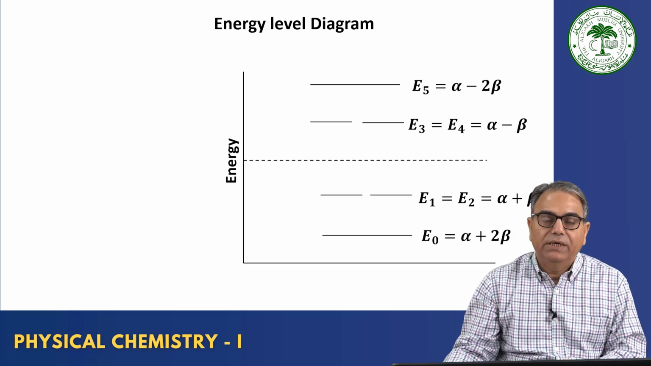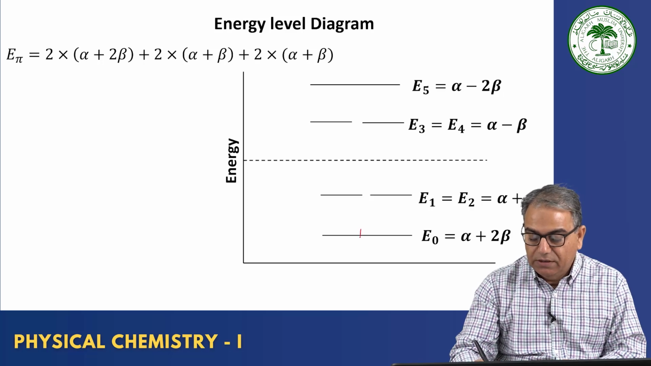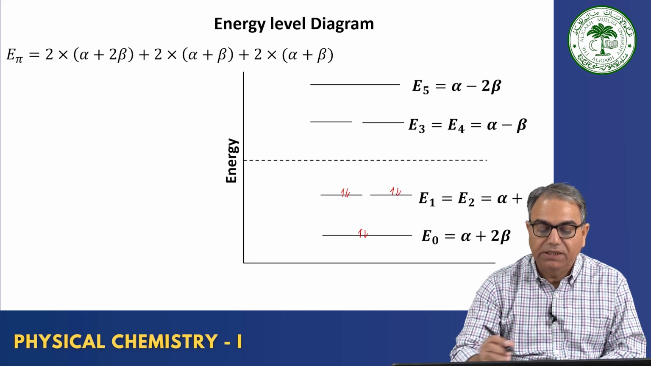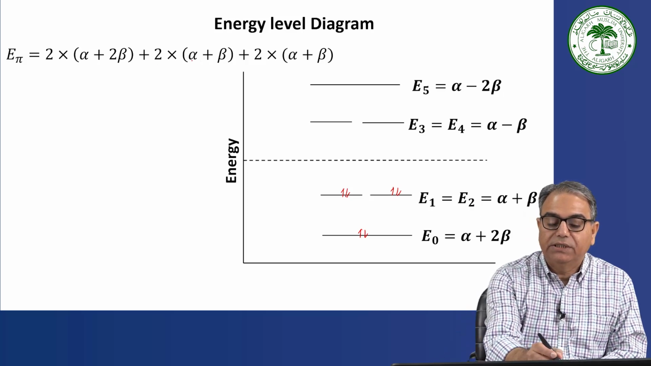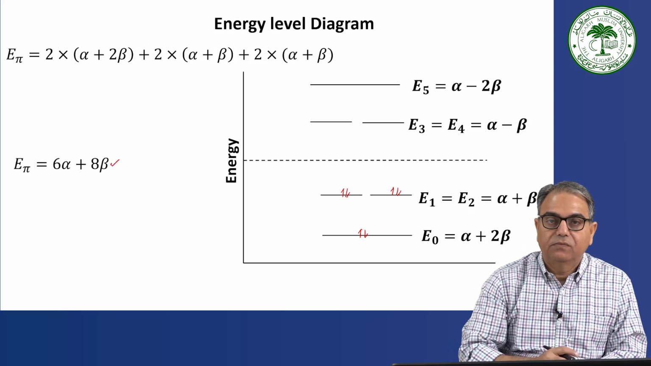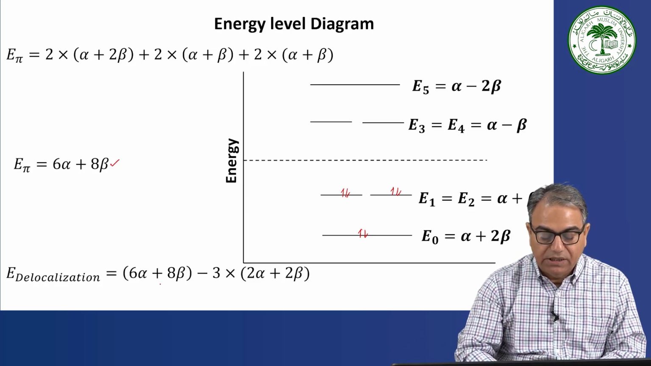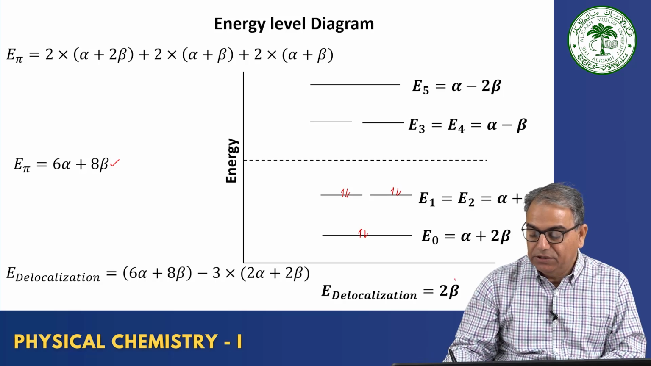If you calculate the pi energy, you have 6 pi electrons in the benzene ring. So 2 electrons in alpha plus 2 beta, 2 electrons in alpha plus beta, and again 2 electrons in alpha plus beta. Both the degenerate sets are occupied here, and the total energy will be 6 alpha plus 8 beta. If you find the delocalization energy, you have 6 alpha plus 8 beta, and 3 ethylenic double bonds, meaning 3 times 2 alpha plus 2 beta. So finally, the delocalization energy is 2 beta.